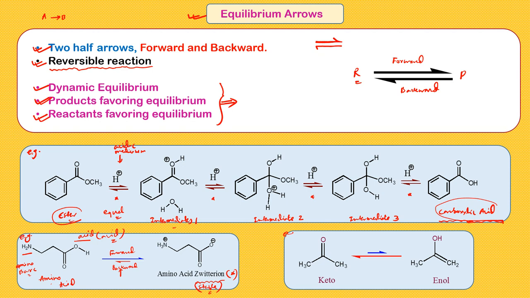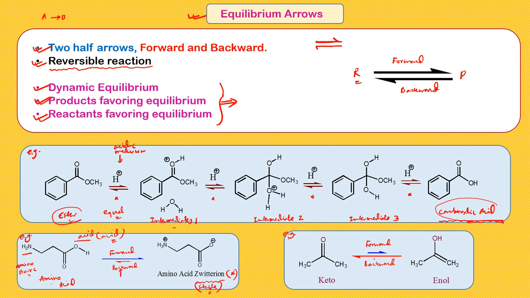On the contrary, in the third example, we are observing the interconversion of tautomerism between the keto and the enol form. Here, this is the forward arrow, and this one is the backward arrow.